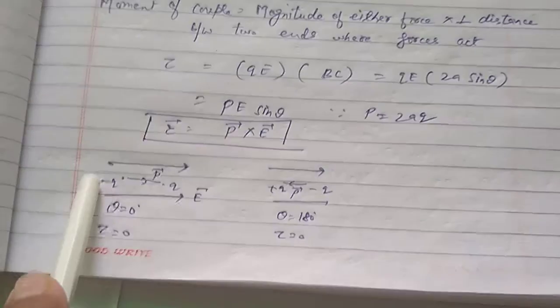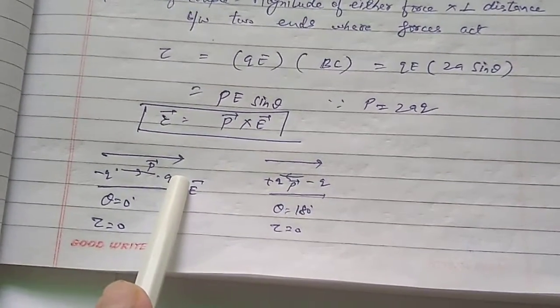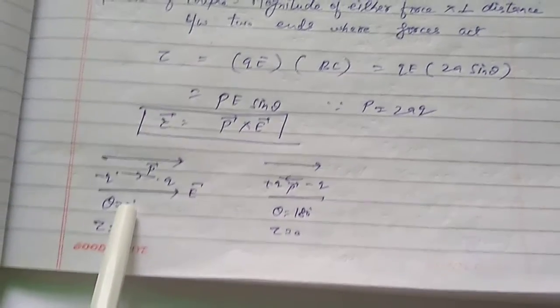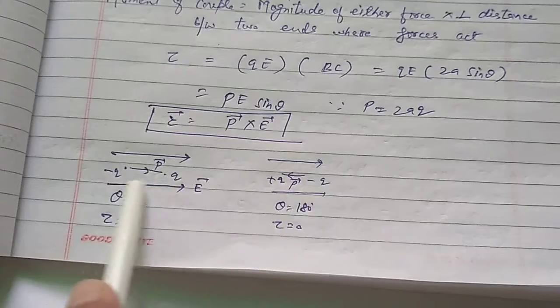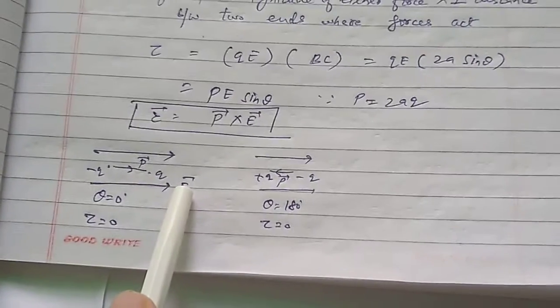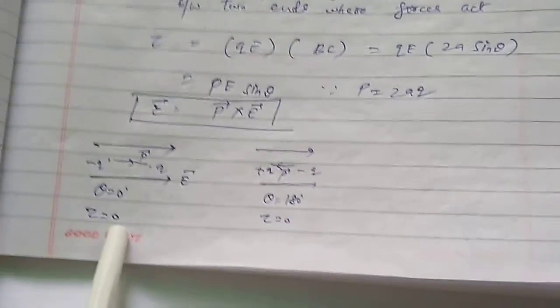Let us consider I have a dipole in this direction. The dipole moment is always directed from minus Q to plus Q. The angle between P and E is 0 because P and E both are in the same direction. And you know that sine 0 is 0, so torque acting on it is 0.